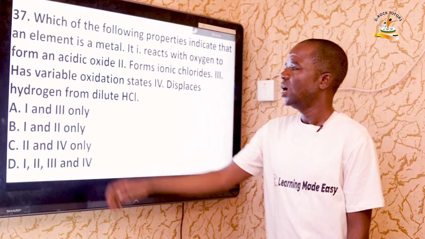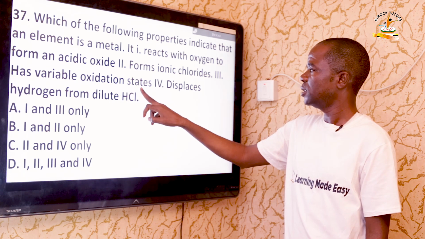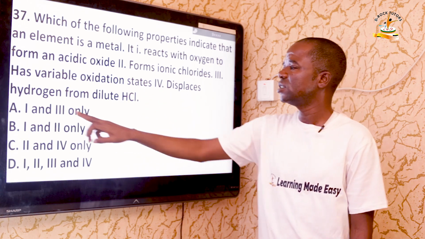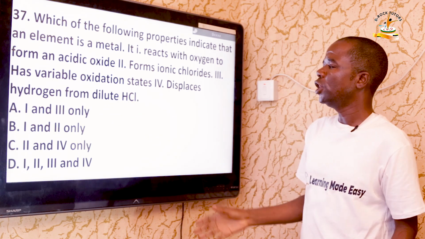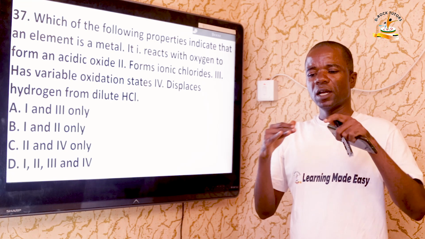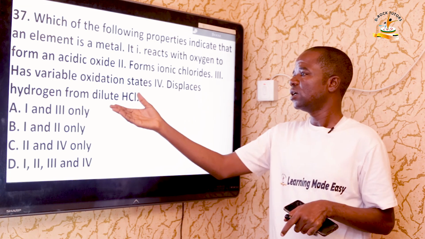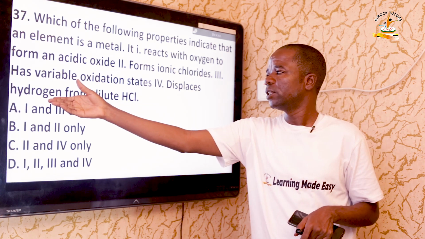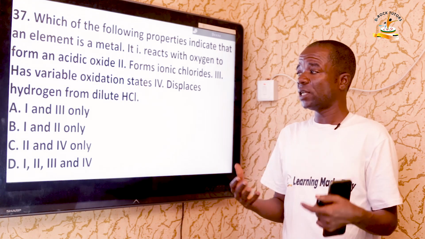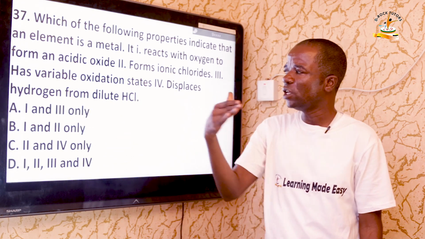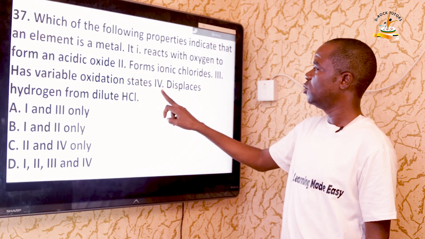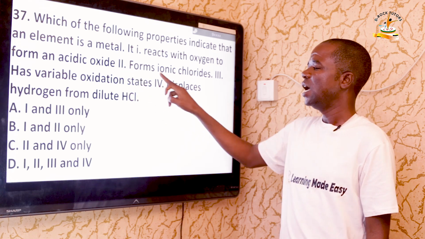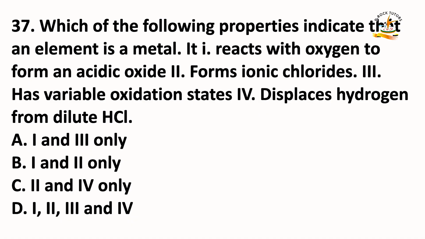What about Roman figure 3? Has variable oxidation state. And Roman figure 4 displaces hydrogen from dilute HCl. We know that only metals can displace hydrogen from dilute HCl, especially metals that are above hydrogen in the electrochemical series. So Roman figure 2 is correct, so also is Roman figure 4. So the correct option should be 2 and 4. Which option is that? Option C. So the correct answer for 37 is C.